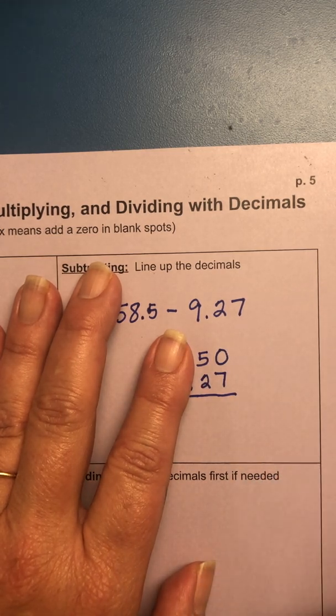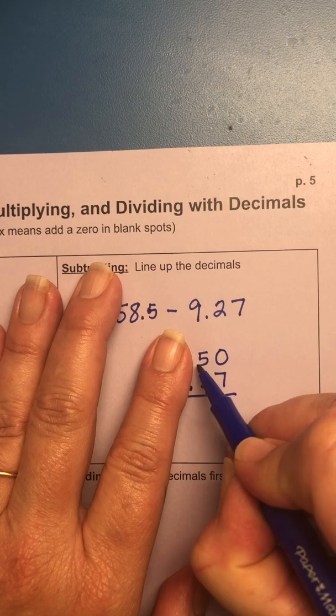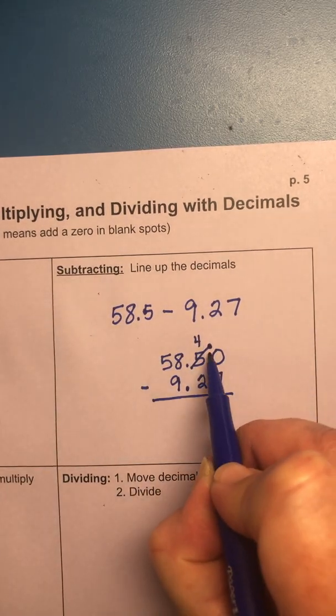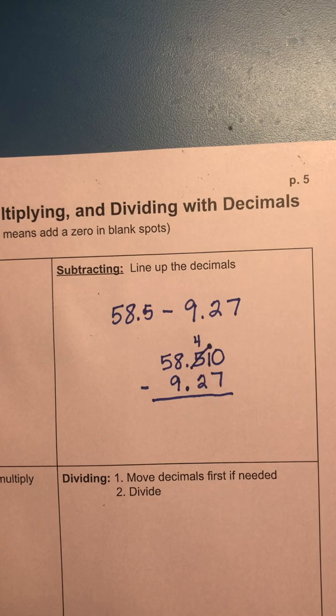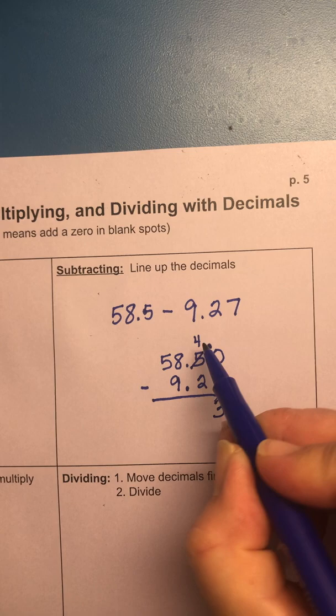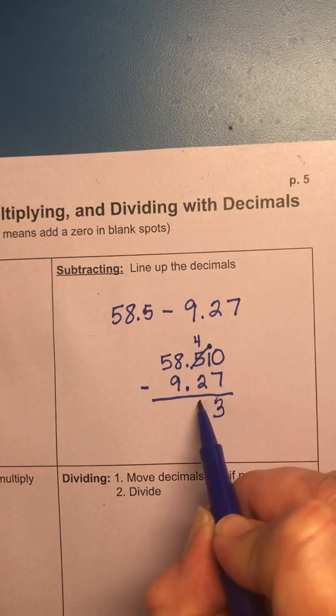Remember that? I know you guys have been home for 6 months, but try to clean out those pipes and remember, we got to borrow. So that 5, I'm going to borrow from that, and it becomes a 4, and I make this a 10. Now I can subtract. 10 minus 7 is 3. 4 minus 2 is 2.